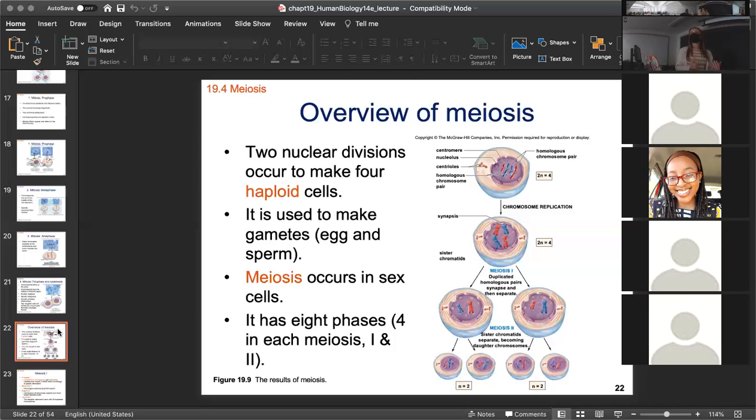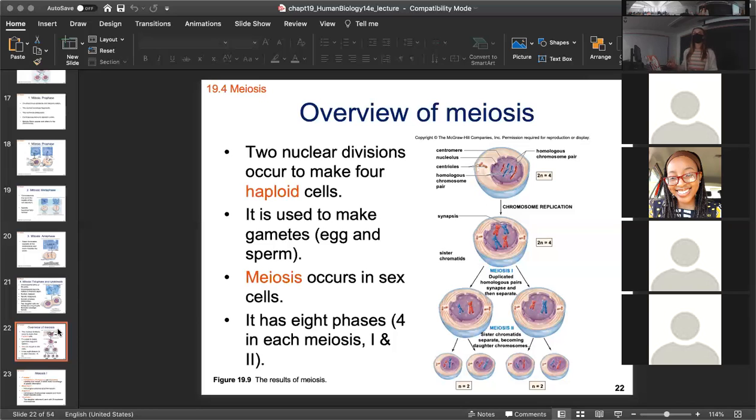Males produce sperm after puberty. They say throughout life, but it decreases into later age, okay? So meiosis is, how do we create a sex cell? How do we create an egg? How do we create a sperm cell, okay?